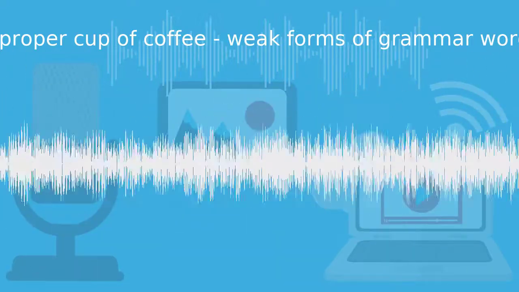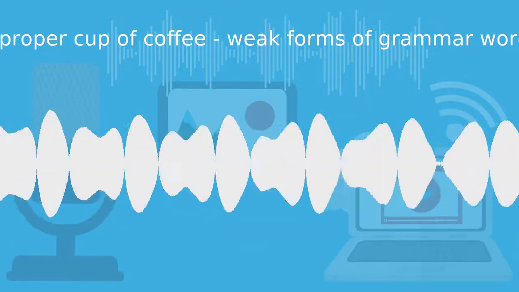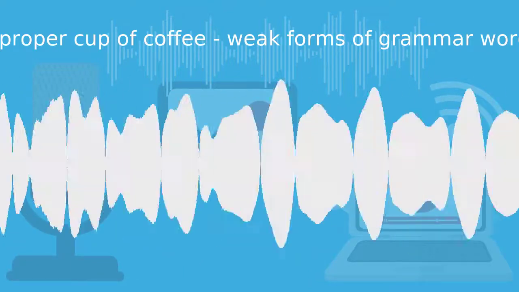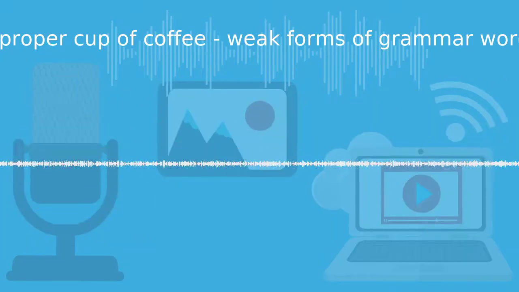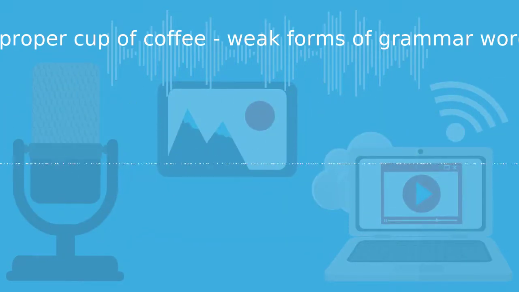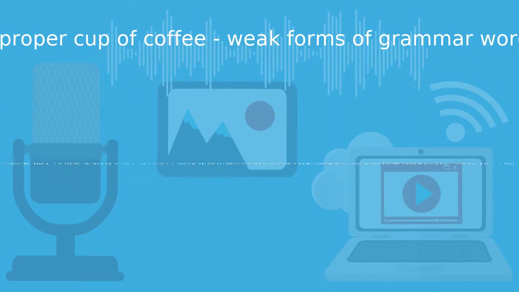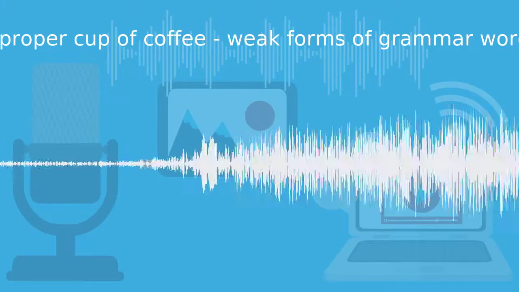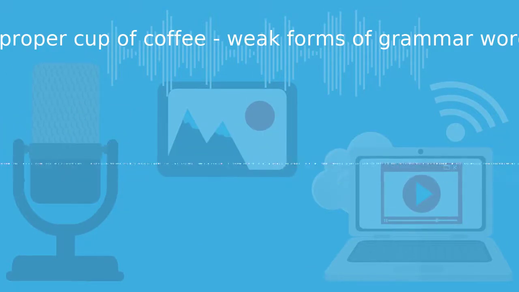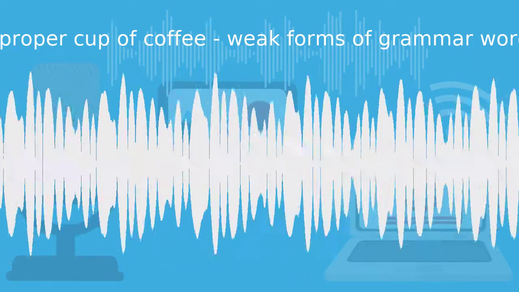So again, let's practice first just those weak forms with schwa. I'll read both the full form and the weak form in the order in which they appear. Listen and repeat. A, the, to, and then just the weak forms. A, the, to. Fantastic.